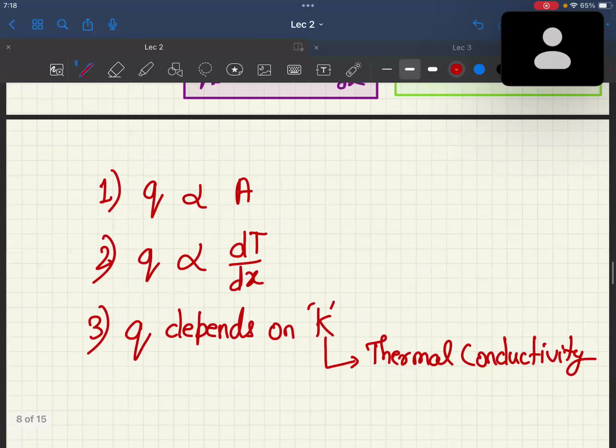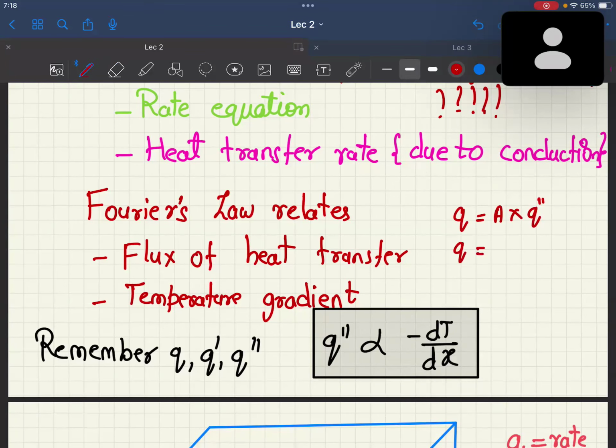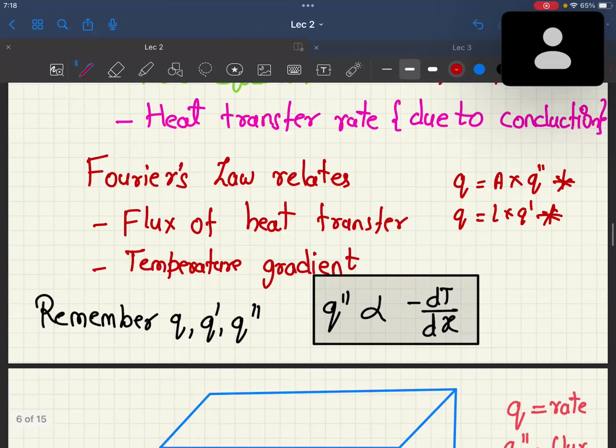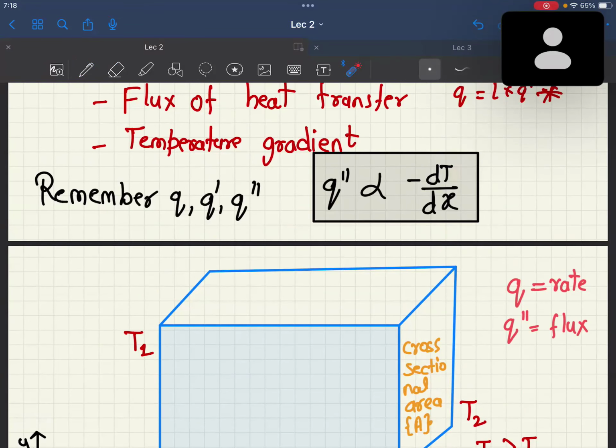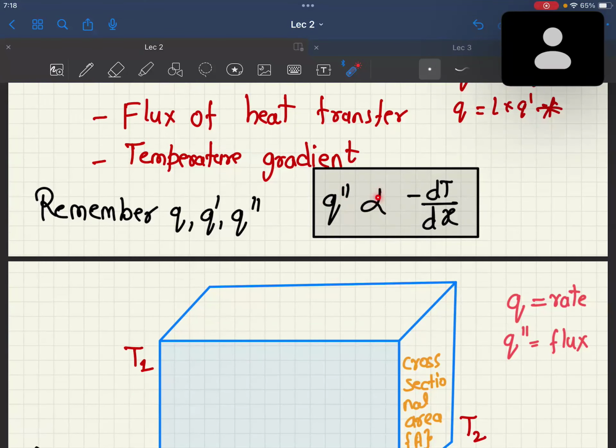The way these two are connected is, rate is going to be area times flux. And rate is going to be length times heat transfer rate per unit length. So these are very important. This is also important, the Fourier's law of heat conduction. Fourier's law of heat transfer is basically what? Rate of heat transfer, flux of heat transfer, is directly proportional to the negative of the temperature gradient.